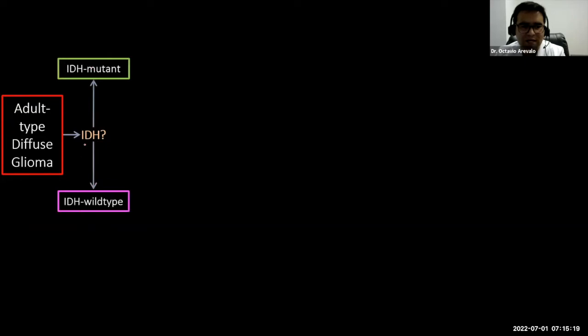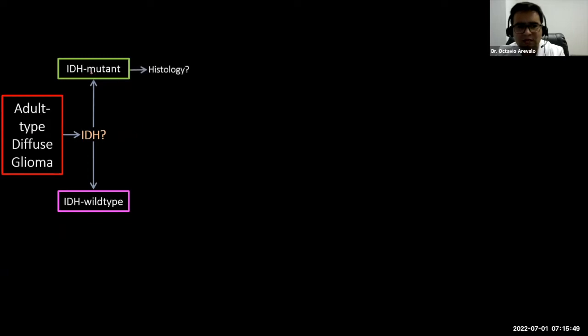And this step is usually sorted out with a very cheap immunohistochemistry technique. You do not need next generation sequencing for this. So this is already widely available, at least in the United States. So then you have 2 groups. You have IDH mutant adult type gliomas or IDH wild type adult type diffuse gliomas.